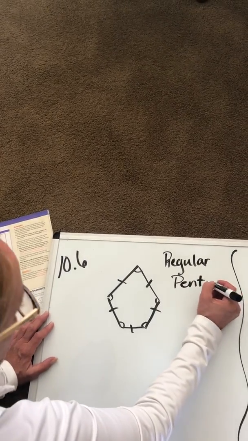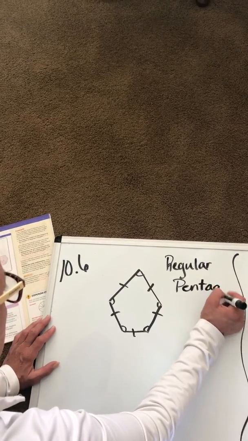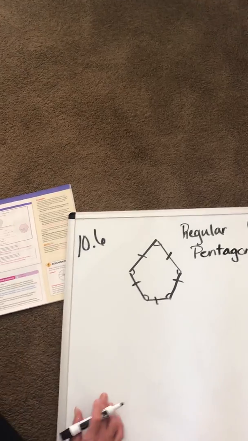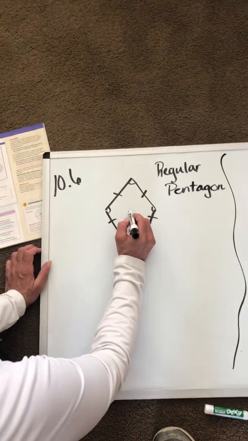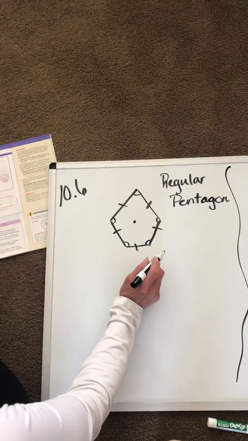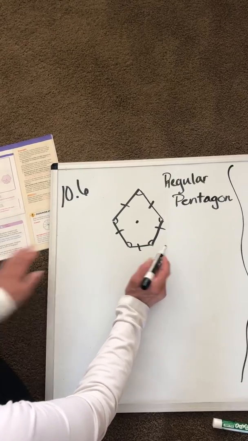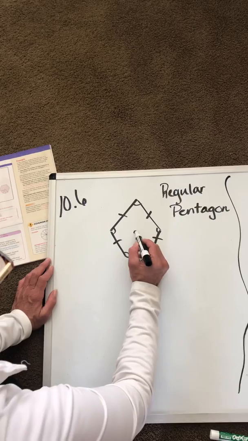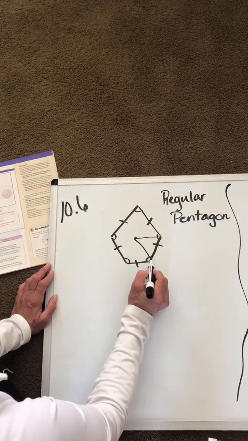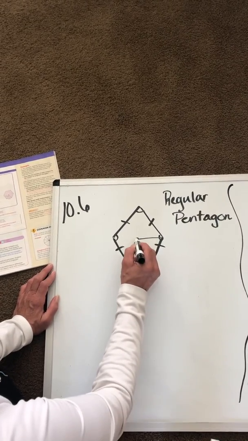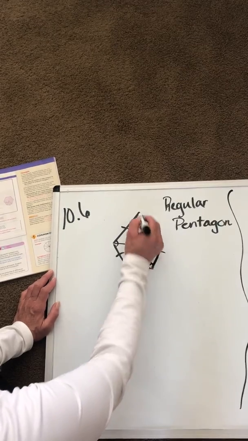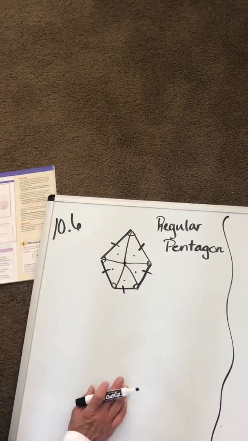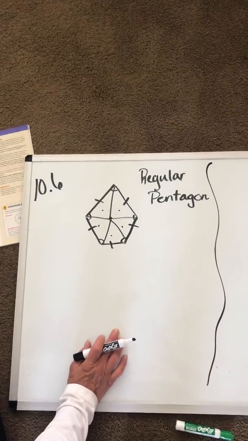A regular pentagon. Okay. So the first thing that we're going to do here is we're going to go into the center of this pentagon and we are going to draw a line from the center to each vertex. And remember that a vertex is where two line segments meet. So we'll do that. And if you do that correctly, you should have 1, 2, 3, 4, 5 congruent triangles.